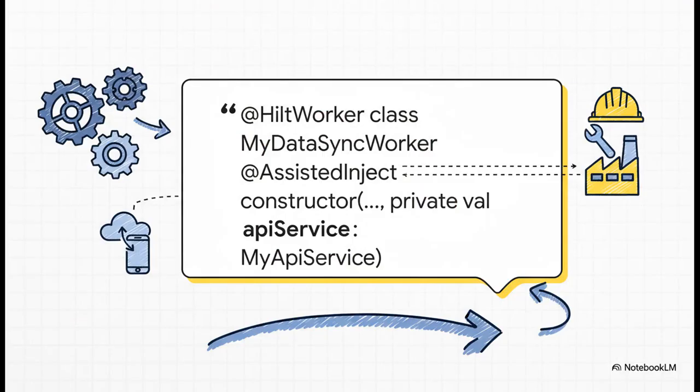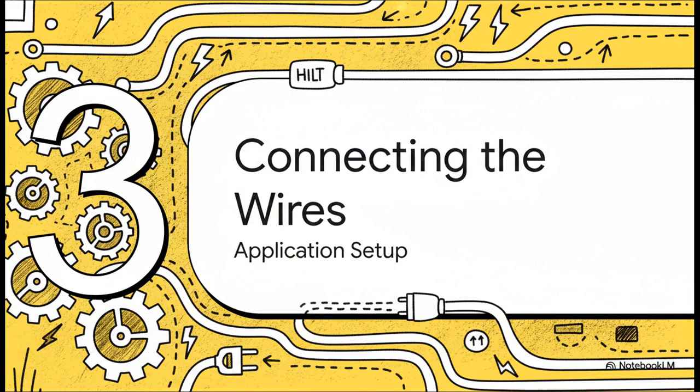And here's what that looks like in real code. The big idea here is that Hilt is now the one creating this worker, not WorkManager directly. And because Hilt is in control, we can just ask for our MyApiService right there in the constructor, just like we would anywhere else. It's super clean, super simple, and we can finally say goodbye to messy things like service locators or passing singletons around. So we've got our shiny new worker all ready for injection.